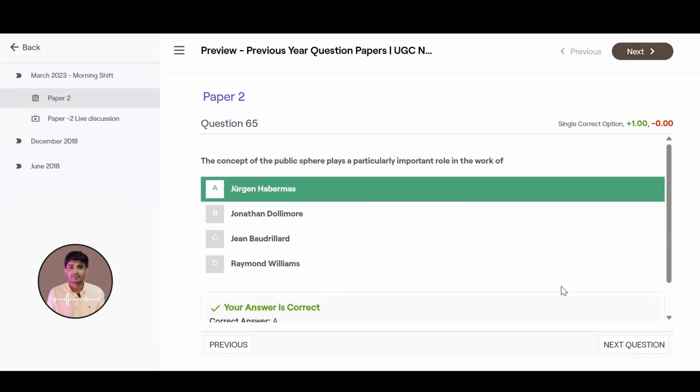The public sphere is a concept developed by Jürgen Habermas. I'll tell you what it is. Going by the literal definition, it's a space where people come together to have discussion and rational debates, and it's a mode of democratic participation in society. According to Habermas, this public sphere is essential for the functioning of a healthy democracy, providing a platform for the exchange of ideas and opinions among the citizens.